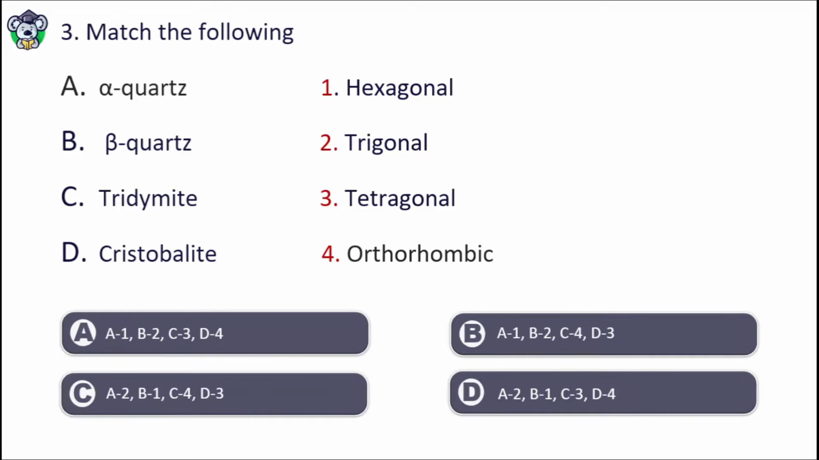Match the following. You have to say which mineral belongs to which crystal system. Here alpha quartz belongs to trigonal crystal system, beta quartz hexagonal, tridymite orthorhombic, cristobalite tetragonal. These are polymorphs of SiO2. And the right option is A2, B1, C4, D3, that is option C.